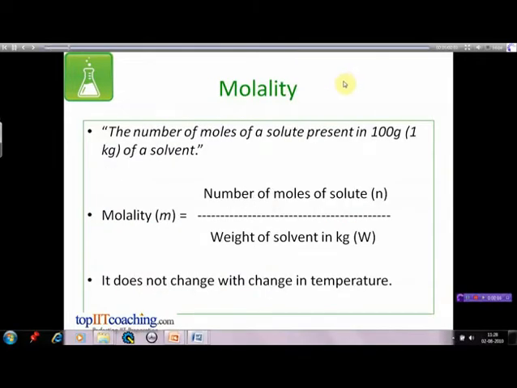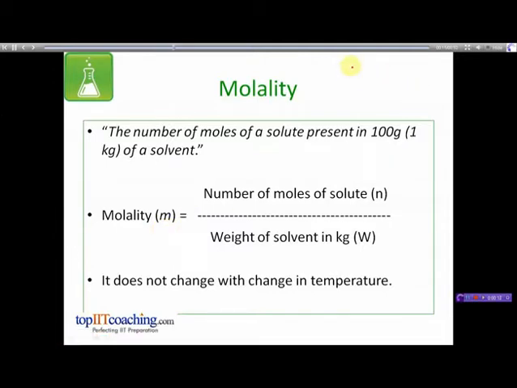The next method for expressing the concentration of a solution is molality. Molality can be defined as the number of moles of a solute present in 100 grams or 1 kilogram of a solvent. It is denoted by small m. Please keep in mind that molarity is denoted by capital M and molality by small m. Its general formula can be written as molality, that is small m, is equal to number of moles of solute denoted by small n divided by weight of solvent in kilograms denoted by capital W.